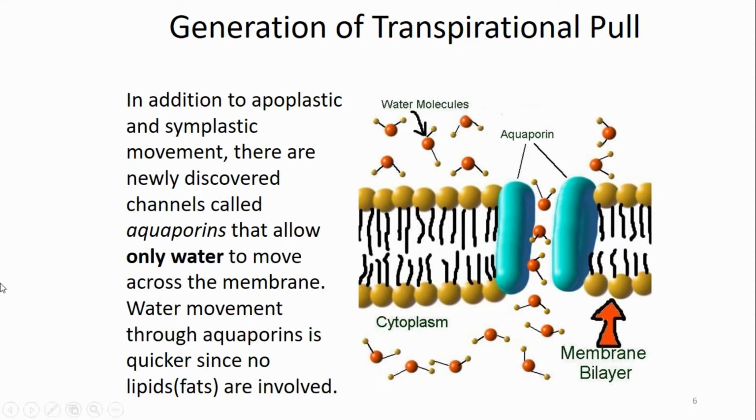You generate transpirational pull through these aquaporins, and basically all that means, aqua means water and porins means holes. So this allows only water to move through the plant, and there's no lipids involved, there's no fat, so it's much quicker than normal. Because when you have diffusion, you have to diffuse through a fat and the cellular membrane, it slows everything down. But having a simple channel, an aquaporin, aqua means water, porin means hole, the water can move through very quickly.